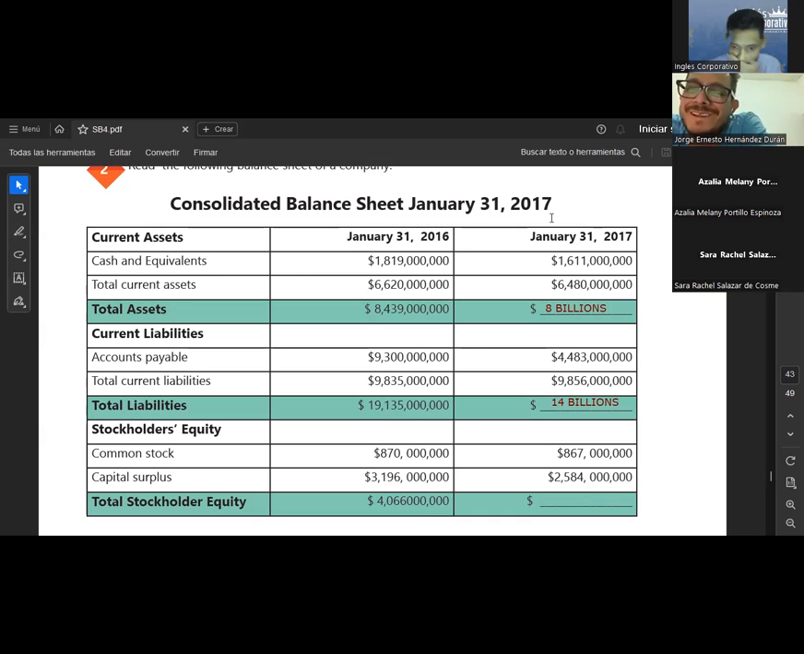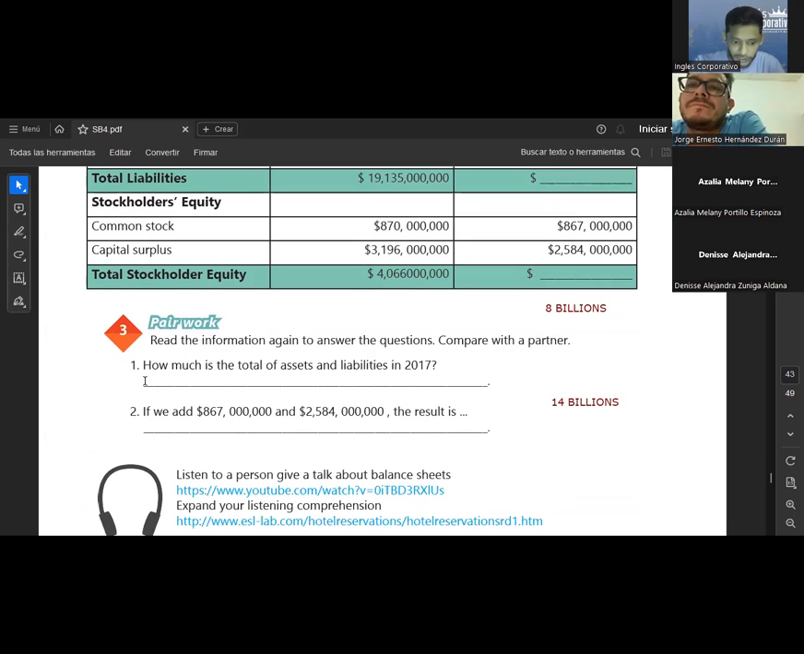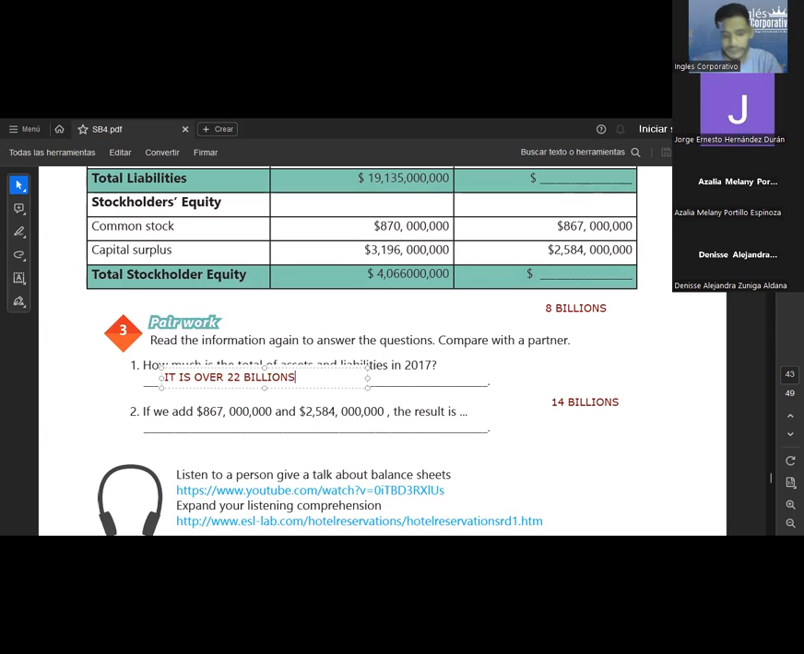No, I don't think so. It has to be 22, I think. 22 billion, right? I think it's over. So we can say in the answer, it is over 22 billions. Pasa de los 22 billones.